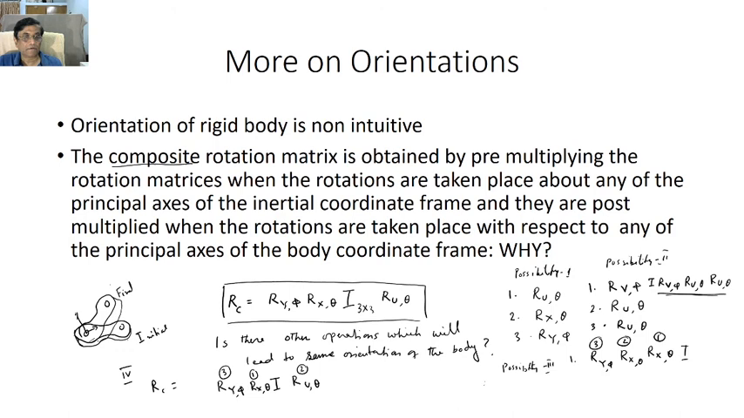Say this is our inertial coordinate frame, and this could be our body coordinate frame. So what you can see from here to here, there are a number of ways, a number of operations you can think of, so that it will reach from this orientation to that orientation. Okay. So the question arises: how do I know what sequence I should follow? What sequence should I follow?